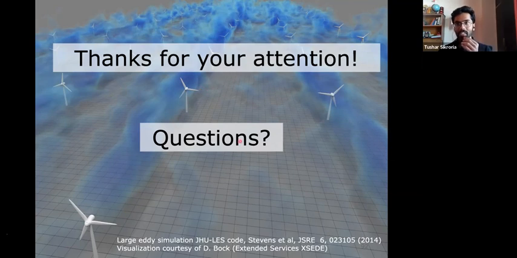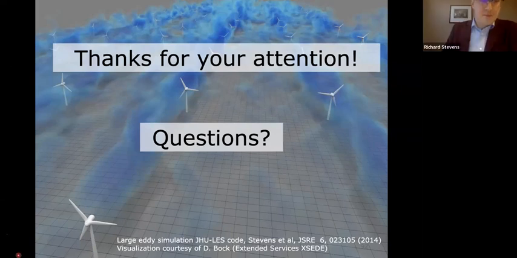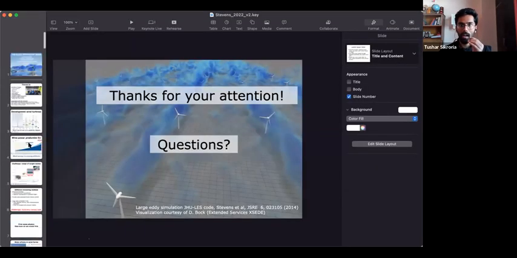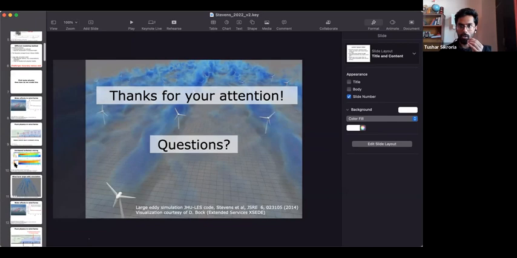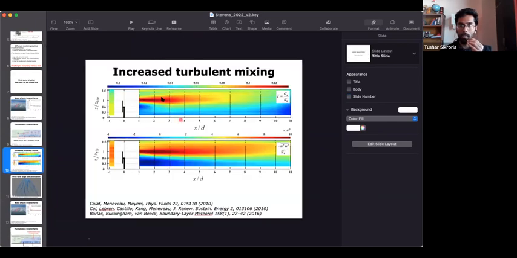Hello, Richard. This is Tusha from University of Melbourne. Thank you so much for such an insightful talk. I just had a small question on the initial slides where you presented some experimental measurements showing stress terms for flow across a turbine, those contours you showed. My question was, were those measurements only for a single turbine? And also, were they based on PIV or probe measurements?